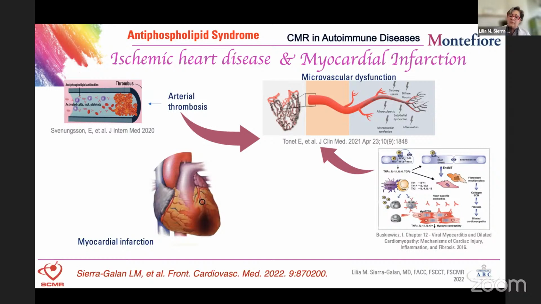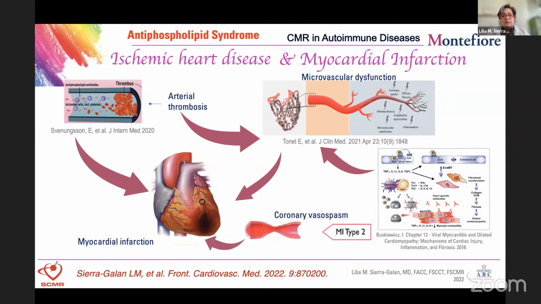It's not a small myocardial infarction. So the mechanisms are interacting all of them together, and additionally we are going to have coronary vasospasm. So all of those are going to produce large infarctions as the atherosclerotic disease could produce.